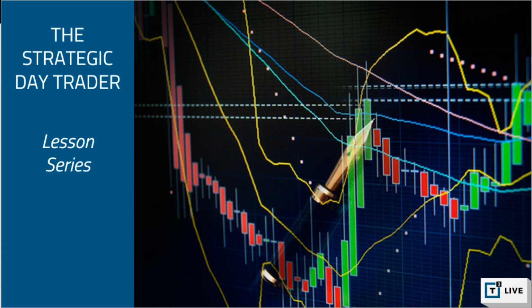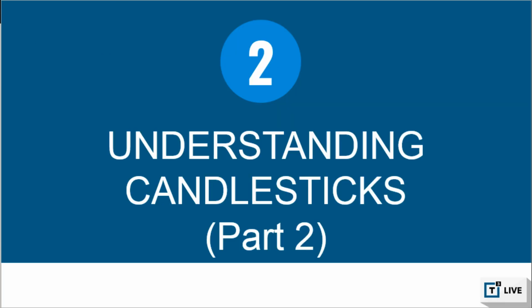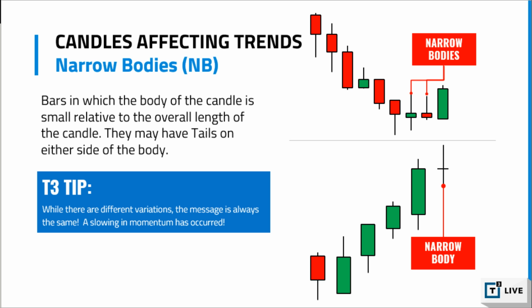Let me actually review last week's lesson. The first lesson was about candlesticks, and then last week we talked about the important reversal candles that affect trends, such as narrow body bars, which I like to call battle bars, because a narrow body is a small body, so the stock is not going anywhere with big tails, which means there's a fight, a battle going on. So we talked about narrow body bars.